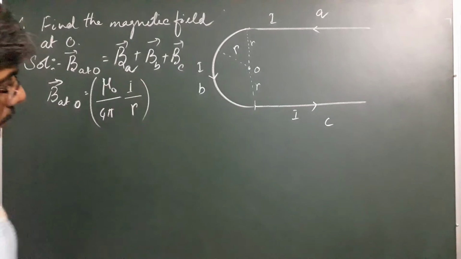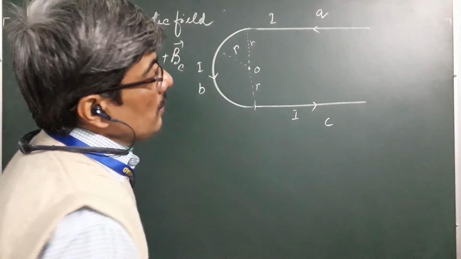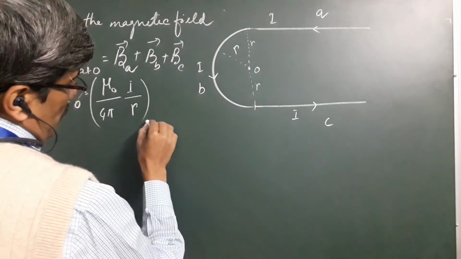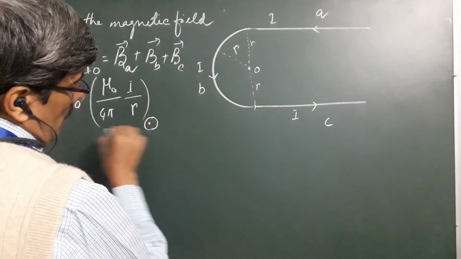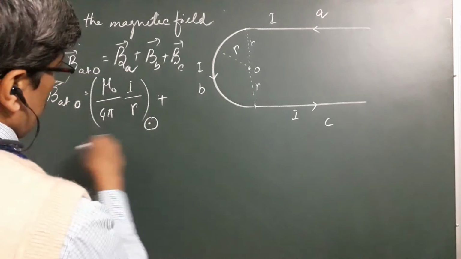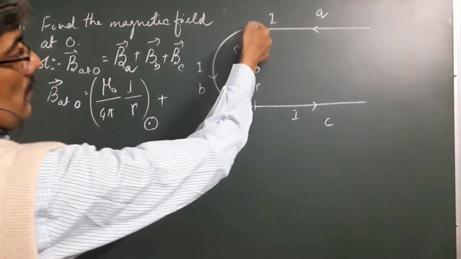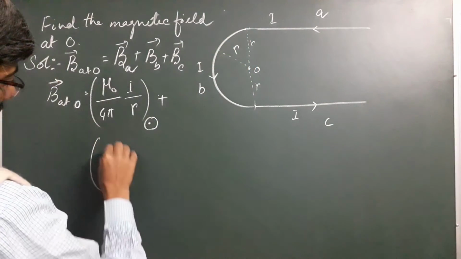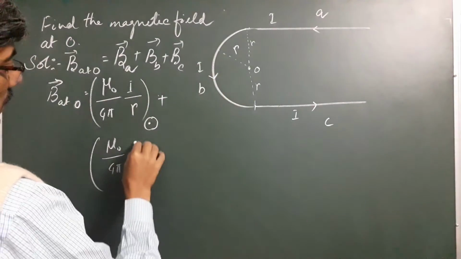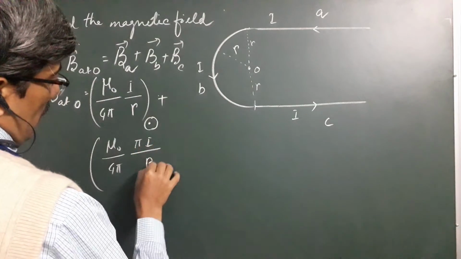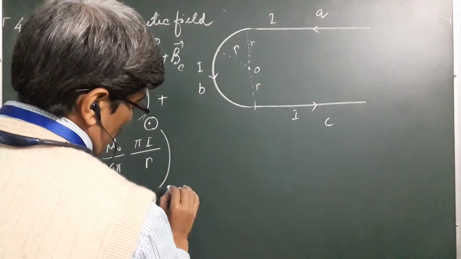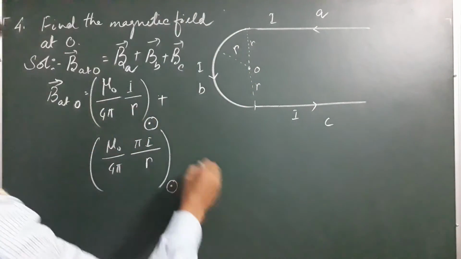Now let us put the direction. If you use your hand grip rule, you will find the magnetic field due to the contribution of the A section is outwards. Let us denote it by this. Plus, for the semicircular part, the value of the magnetic field is mu naught by 4 pi. The central angle is pi, so it becomes pi I by r. In this case also the magnetic field is outwards. So let us represent it like this.